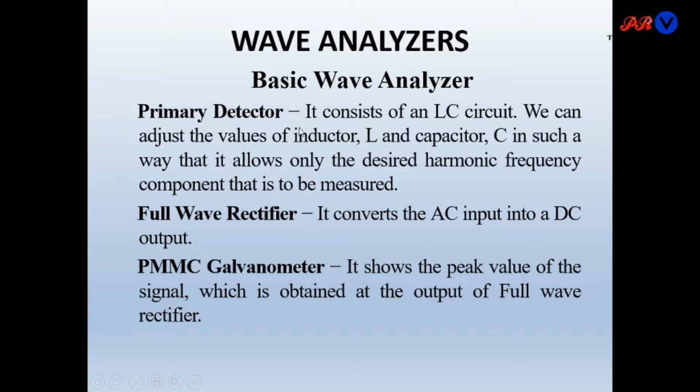The primary detector consists of an LC circuit. We can adjust the values of inductor L and capacitor C in such a way that it allows only the desired harmonic frequency component to be measured. The full wave rectifier converts AC into DC, while the PMMC is used for reading purposes, meaning it shows the peak value of the signal which is obtained at the output of the full wave rectifier.